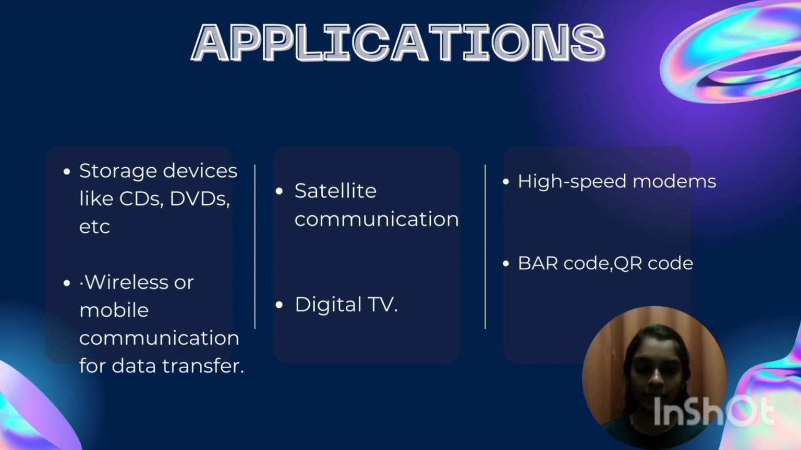For the applications, there are six points. The first is storage devices like CDs, DVDs, and so on. The second is wireless or mobile communication for data transfer. The third is satellite communication, the fourth is digital TV, the fifth is high-speed modems, and the last one is barcodes, such as QR codes.